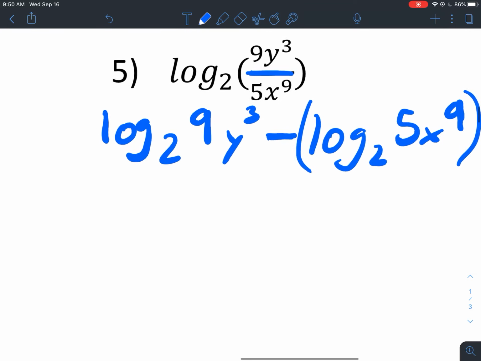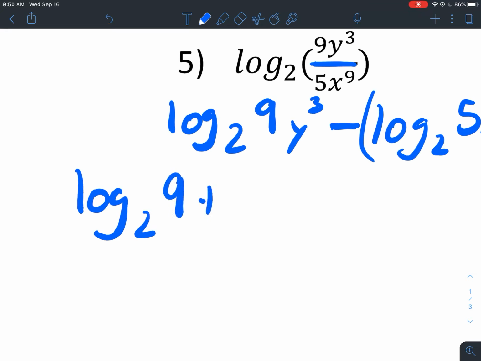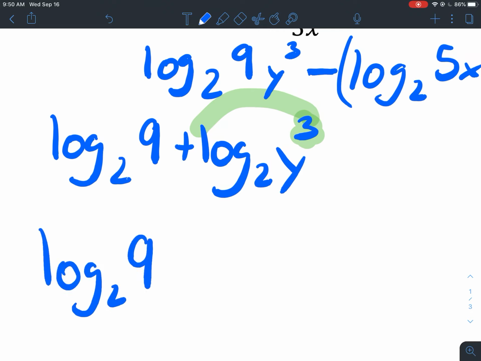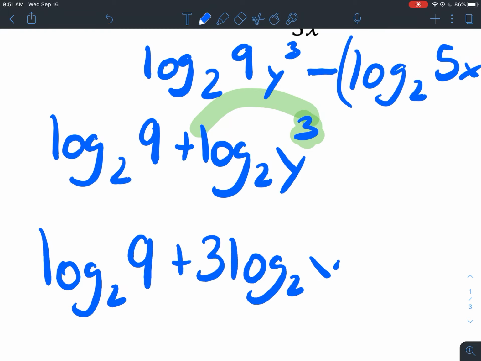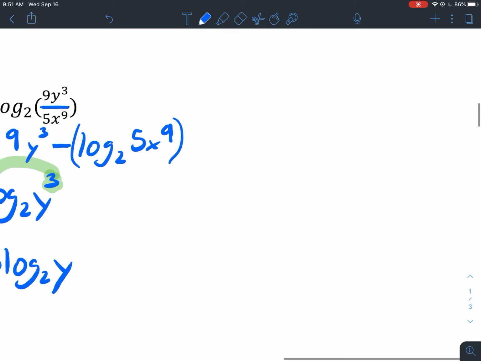So let's go ahead and split up this first guy. We can do log base 2 of 9 plus log base 2 of y to the 3rd. And then we can move this 3 out in front. So we get log base 2 of 9 plus 3 log base 2 of y. All right, so we've simplified that first half there. Now we've got to simplify this guy.